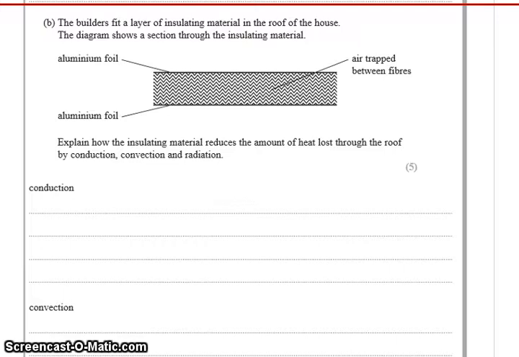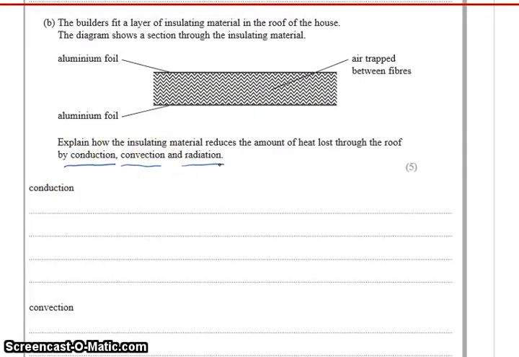Okay, for part B, the builder fits a layer of insulating material in the roof of the house. And basically we've got some aluminium foil with some fibres in between, and there's air trapped between each of the fibres. Now you've got to explain how this insulating material reduces the amount of heat loss through the roof by each of the heat transfer mechanisms: conduction, convection, and radiation.